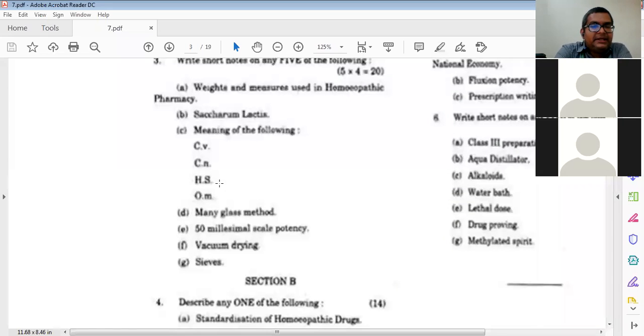Then many glass method. What is many glass method? Is it the multiple vial method? Have you heard about many glass method?